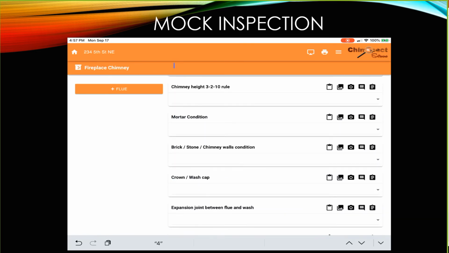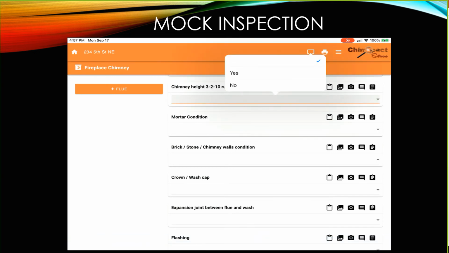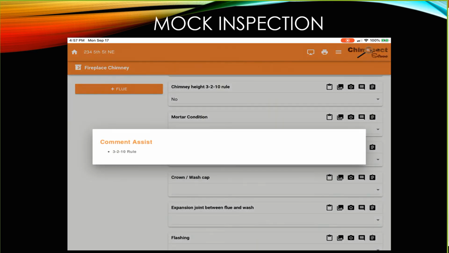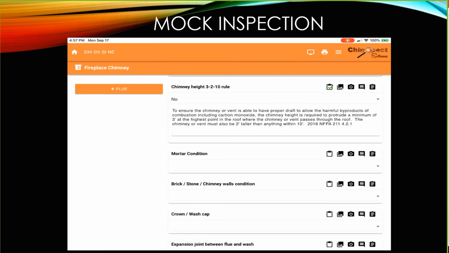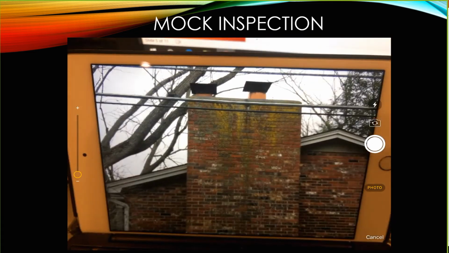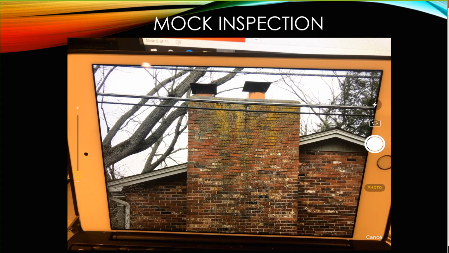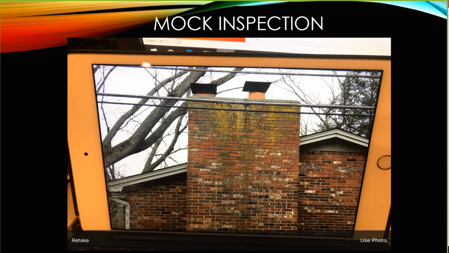Now, does the chimney height meet the 3-2-10 rule? Well, let's say no, it doesn't. Let's put a comment in from our comment assist library. And let's take a picture. As a matter of fact, let's use that same picture. Yes, that chimney does meet the 3-2-10 rule, but I took that from kind of an angle that makes it look like it really doesn't.